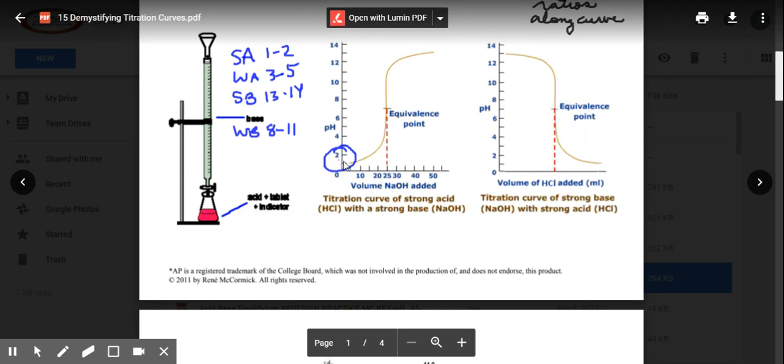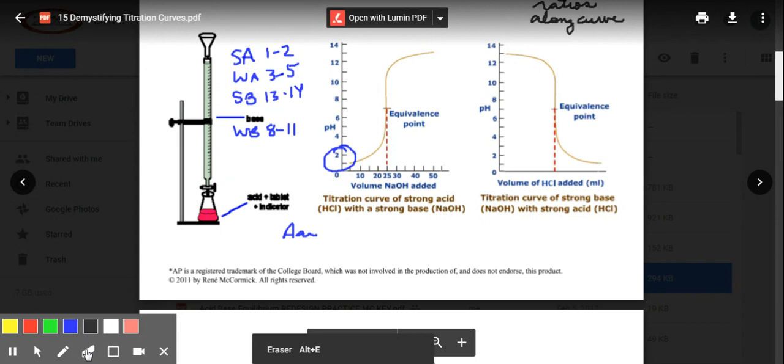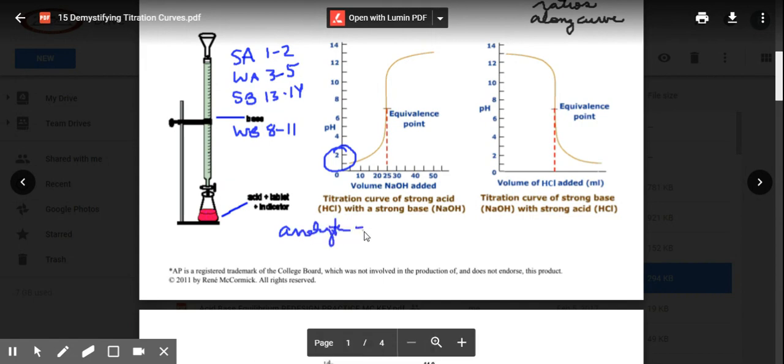Because this beginning pH is around 1, that tells me that my analyte for my titration, so what's in my flask, is going to be a strong acid.